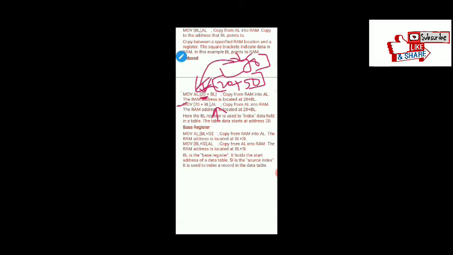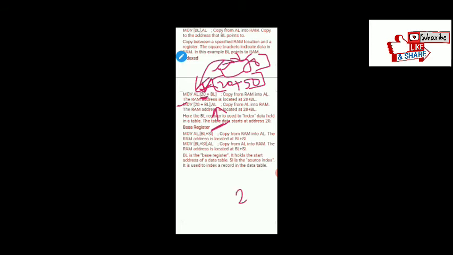Suppose BL is 50, that is moving to the memory location 70. The base register means as the SI is defined. So in place of this 20, this is the offset. Here the offset is defined in terms of SI. So whatever may be the content of this SI, the same operation has to be performed.